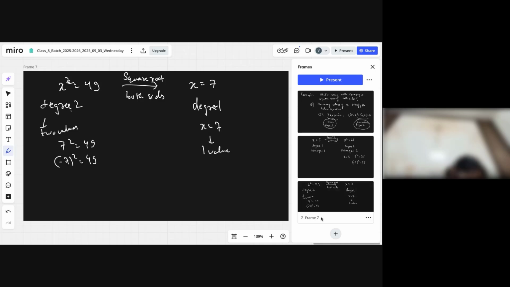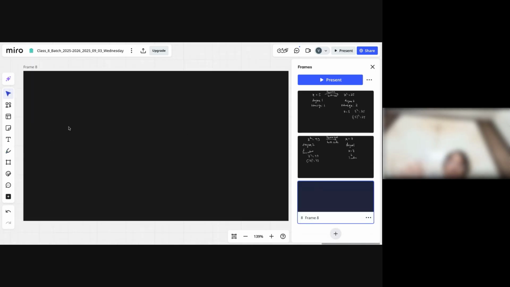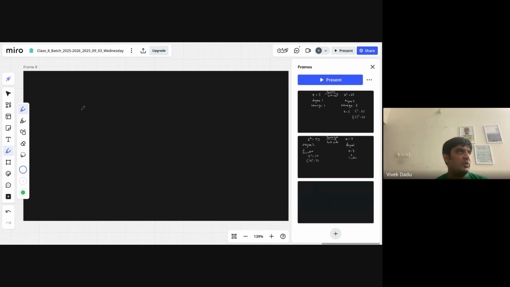Yes, sir. So square rooting both sides is not a fair operation. You get it?